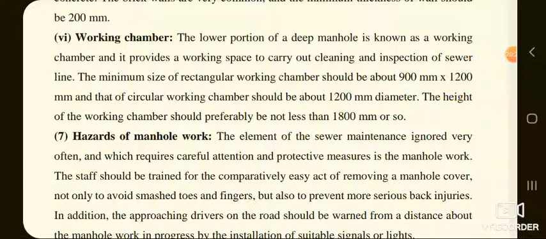The lower portion of a deep manhole is known as working chamber and it provides a working space to carry out cleaning and inspection of sewer line. The minimum size of the rectangular working chamber should be about 900 mm by 1200 mm and that of circular working chamber should be about 1200 mm diameter. The height of the working chamber should preferably be not less than 1800 mm or so.